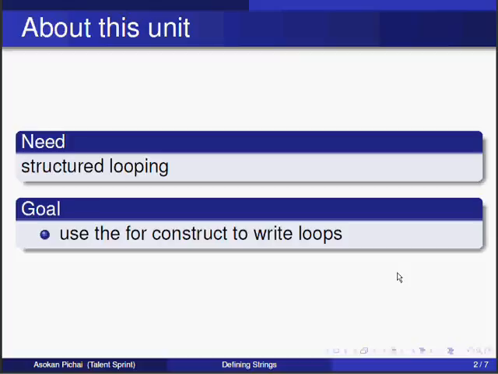But consider the case of looping over numbers from 1 to 100, or the case of looping over characters in a string. In all these cases, the number of iterations in the loop are known. In these situations, we use for loops. By the end of this unit, you will be able to use the for construct to write loops.